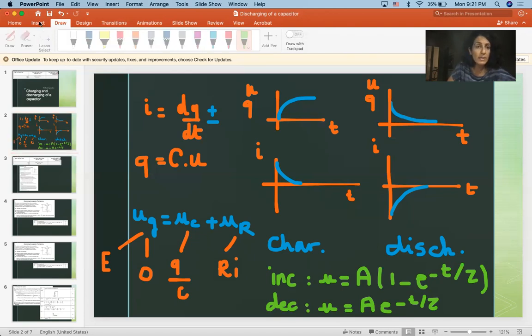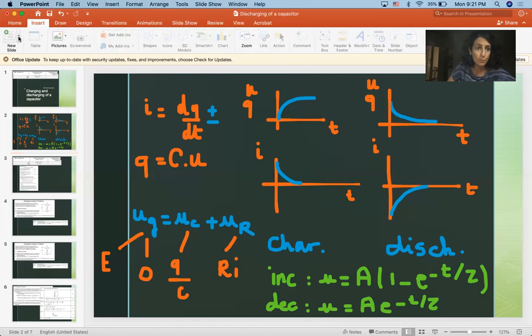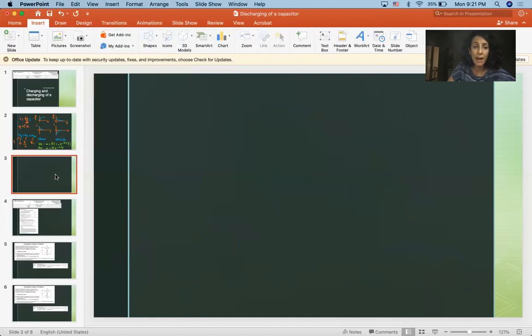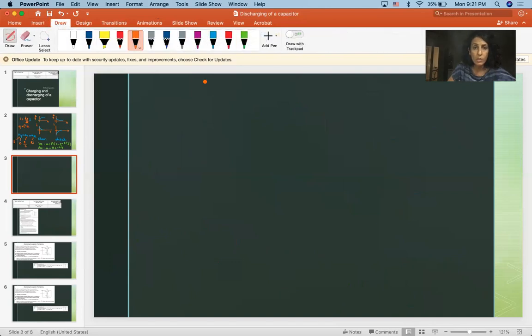Let me add a bit something related to tau. What is tau again? All right. So tau is equal to RC. This is the best way to find tau. And it's also important to remember that this is in seconds, this is in ohms, and this is in farads.